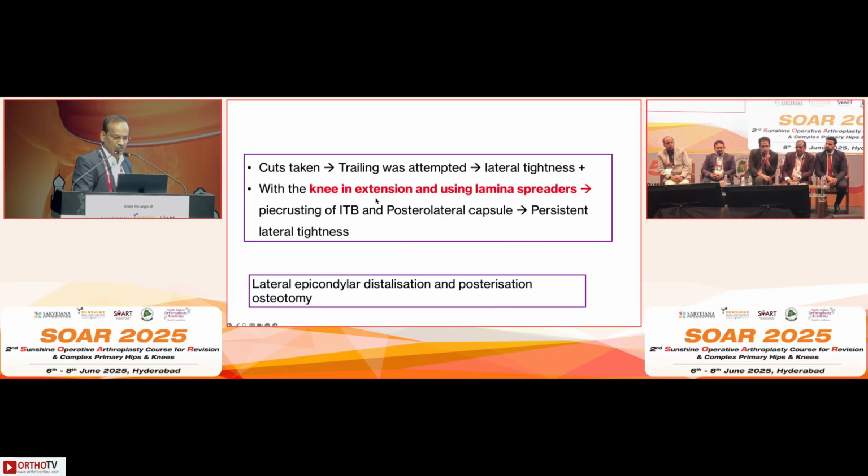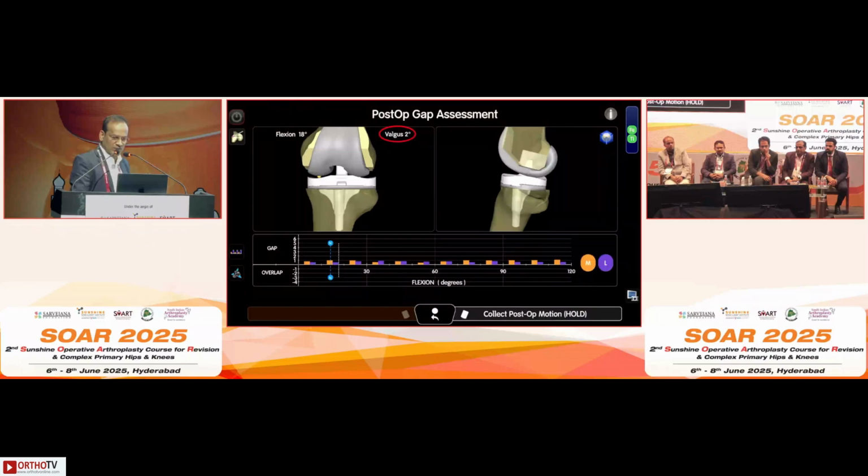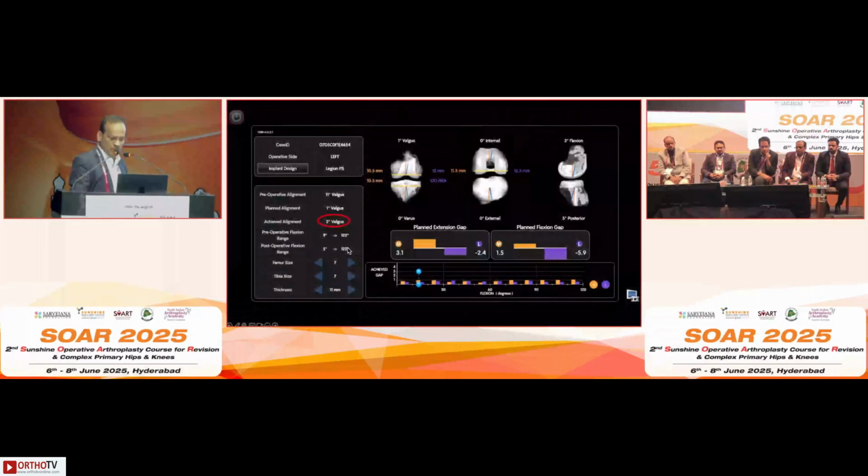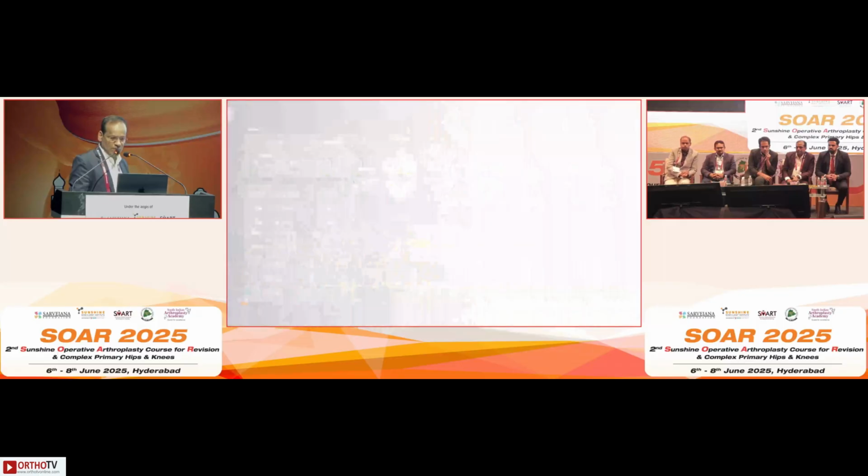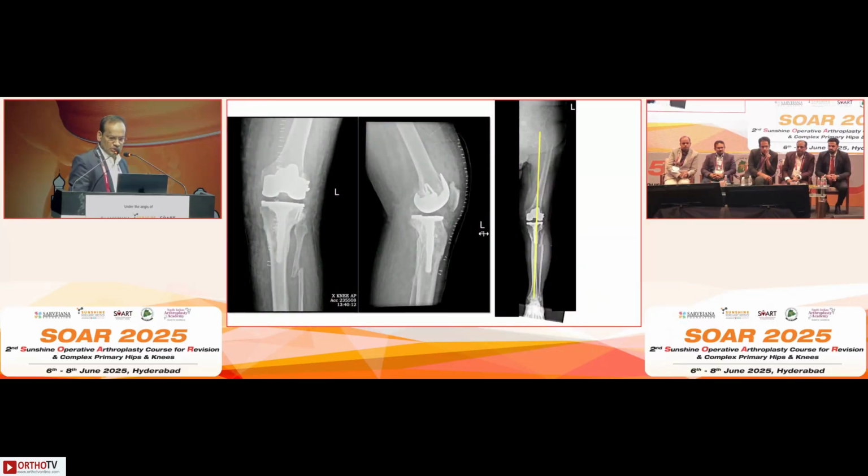Even after the ITB pie-crusting and posterior capsule release, there was still a persistent lateral tightness. That's why we went with a lateral epicondyle sliding osteotomy. And this is the postoperative gaps, with a residual valgus of 2 degrees. And this is a postoperative X-ray. You can see the sliding osteotomy screws.